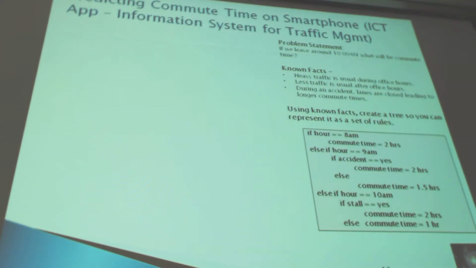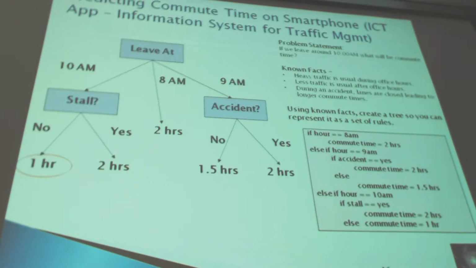For example, if hour is 8 a.m., definitely it's during office hours, so commute time is long, which is 2 hours. Else if hour is 9 a.m., a little bit later, then if there is an accident, the commute will be 2 hours, else commute time will be medium, like 1.5 hours. If hour is 10 a.m., which is after office hours, then if there is a stall, these lanes are closed, then commute time will be long, 2 hours, else commute time will be 1 hour. So we build a decision tree, and we see that if we leave at 10 a.m. and if there is no stall, then only it is the shortest commute time.